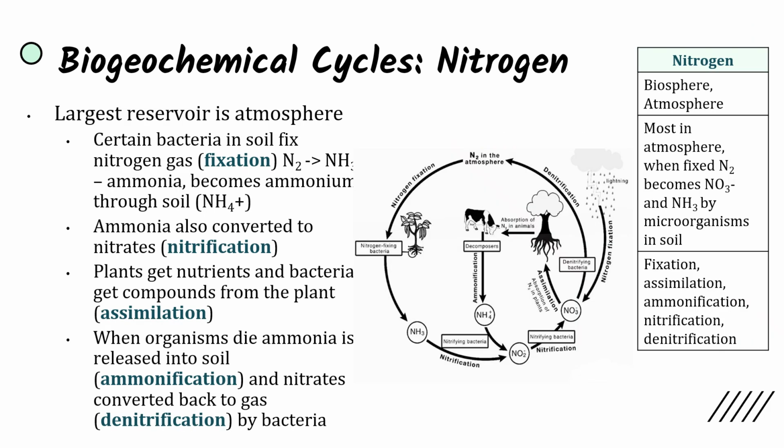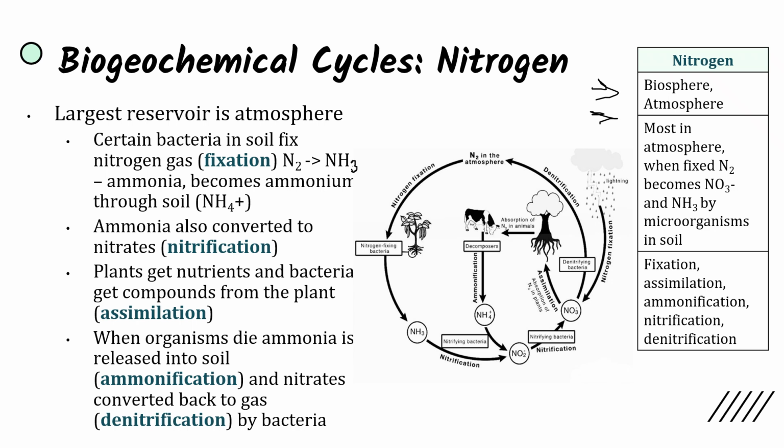The nitrogen cycle is quite complicated here. We're looking at both the biosphere and the atmosphere again, and the largest reservoir is the atmosphere. About 70% of the atmosphere is made up of nitrogen. And so we have a few steps here, and we're going to be looking at a few different forms as well. So first, certain bacteria in the soil are going to fix nitrogen gas. This is known as fixation.